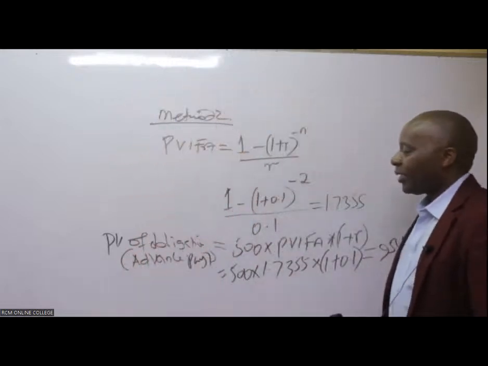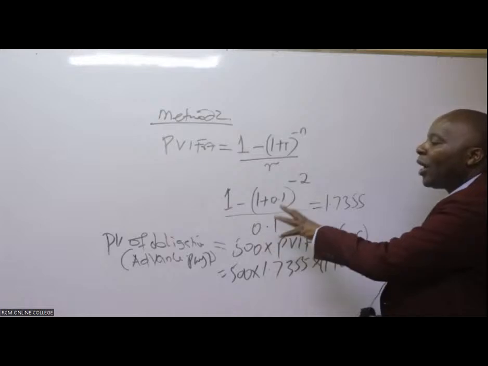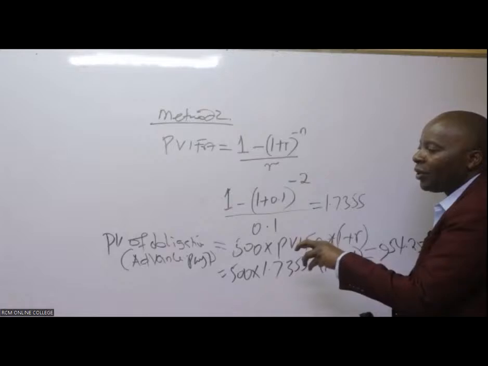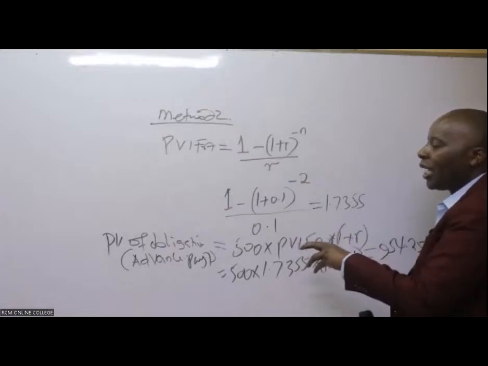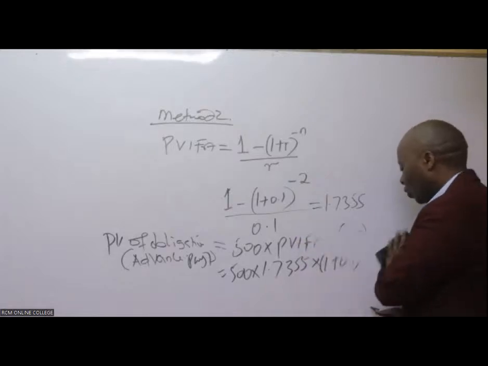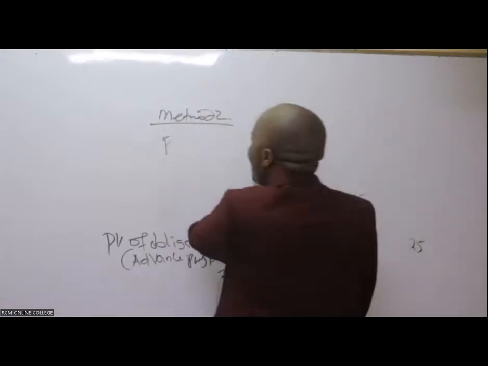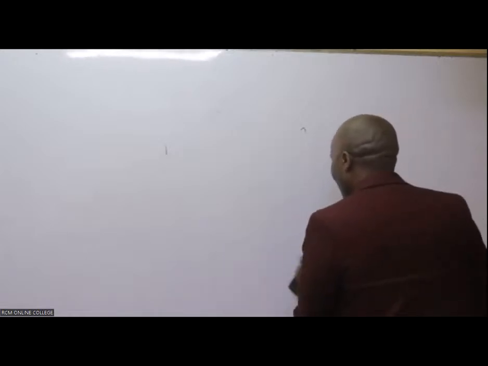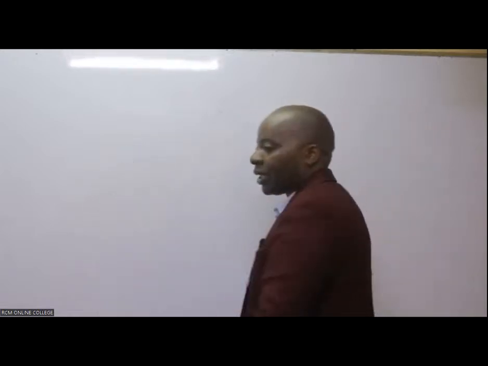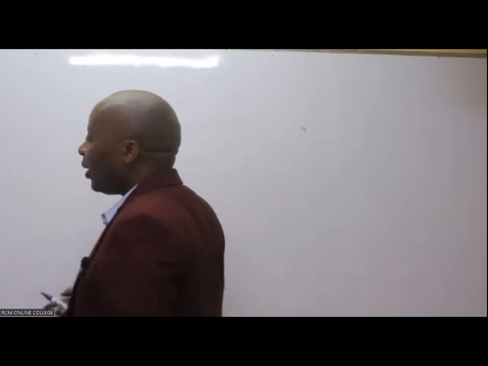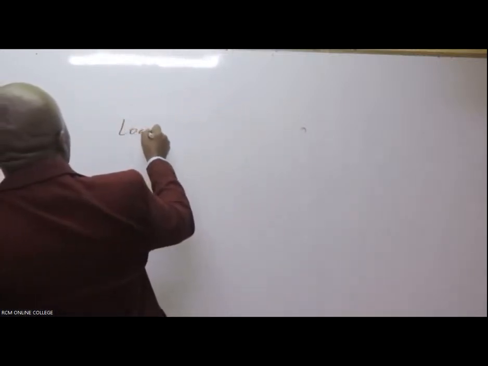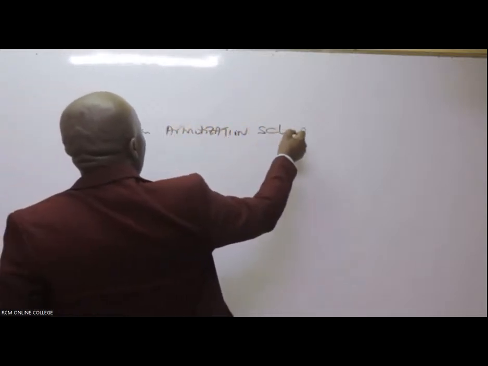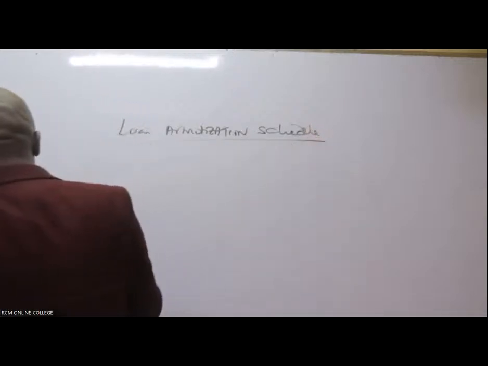Great. So then from here, let's do a loan amortization schedule. Once I get this present value of the obligation, I will always do a loan amortization schedule. So go ahead and do a loan amortization schedule.